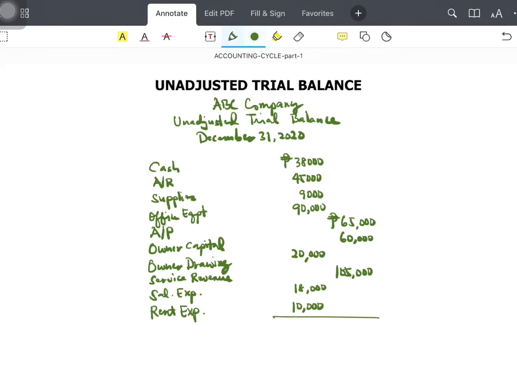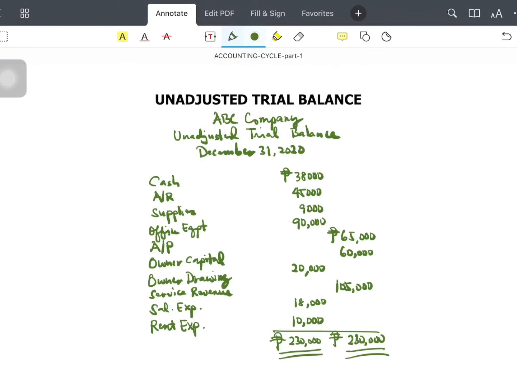Okay, so there we have it. Let's get the total of your debits and credits. The first one is 230,000. So also 230,000. And by the way, the ordering for the trial balance is the same as with your accounting equation. You start with the assets, current, non-current, and then liabilities, current, non-current, and then write down your equity elements in this order. Capital, drawing, revenue, expense.